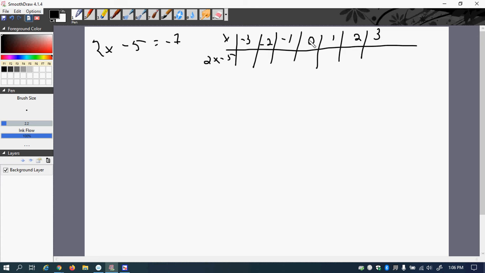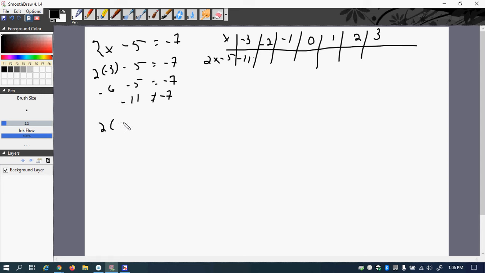Okay, so we're going to put all these values into this equation to see which one actually gives us negative 7. We start with 2 times negative 3 minus 5 equal to negative 7, which gives us negative 6 minus 5. So that's negative 11, which doesn't equal negative 7, but it is our value that we got. But we're looking for the value that gives us negative 7. So I'll go on to the next one.